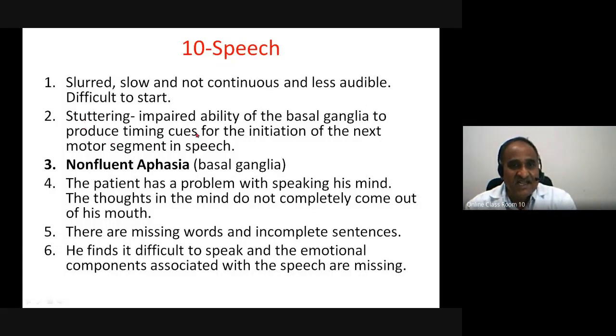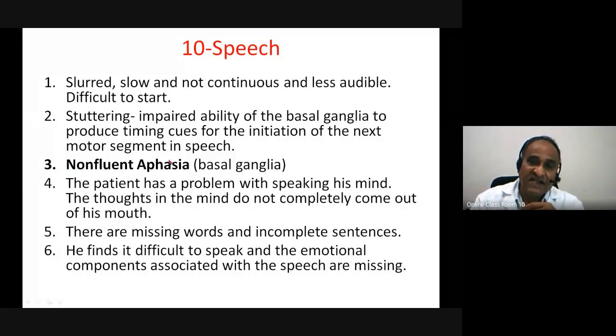There is a stuttering, an impaired ability of the basal ganglia to produce timing cues for initiation of the next motor segment of the speech. Because if I were to speak, my speech comes in a sequence of events or my thoughts, and whatever my thought comes, I am trying to explain to you. And these sequences or chains are missed. That particular next segment of the chain of the speech is missing. And that is why it is called a non-fluent aphasia.